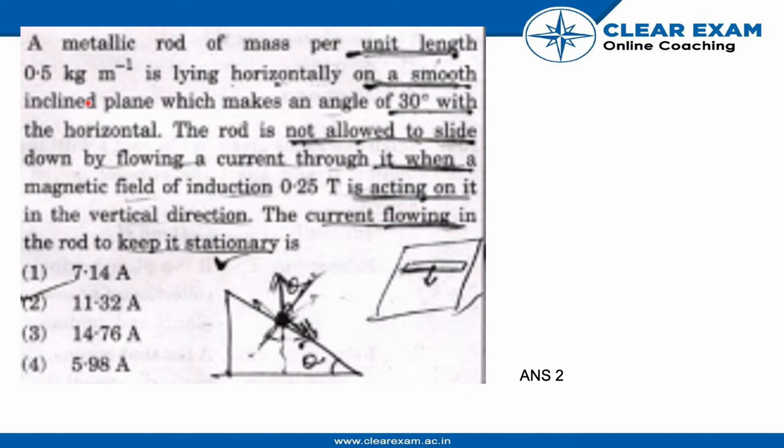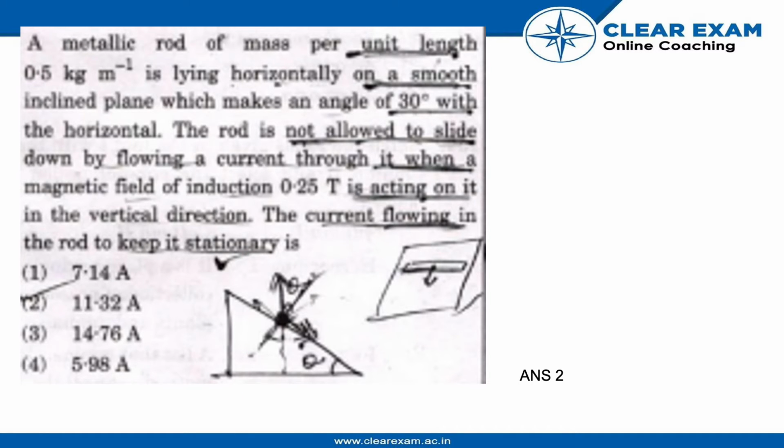Hello, so question number 137 says that a metallic rod of mass per unit length 0.5 kg per meter is lying horizontally on a smooth inclined plane which makes an angle of 30 degrees with the horizontal. The rod is not allowed to slide down by flowing a current through it when a magnetic field of induction 0.25 T is acting on it in the vertical direction. The current flowing in the rod to keep it stationary is.